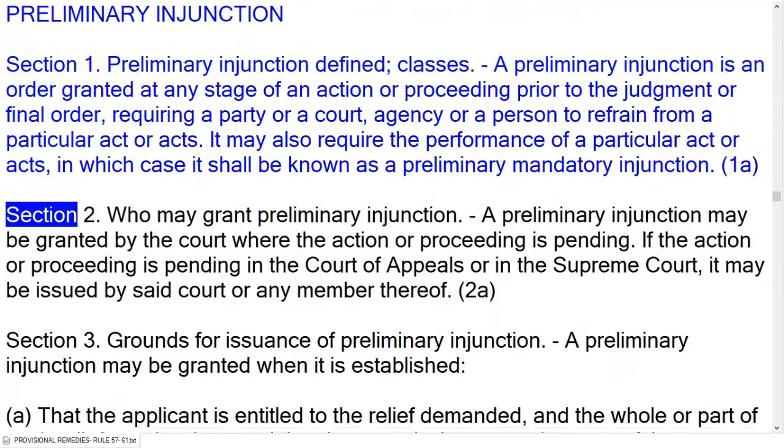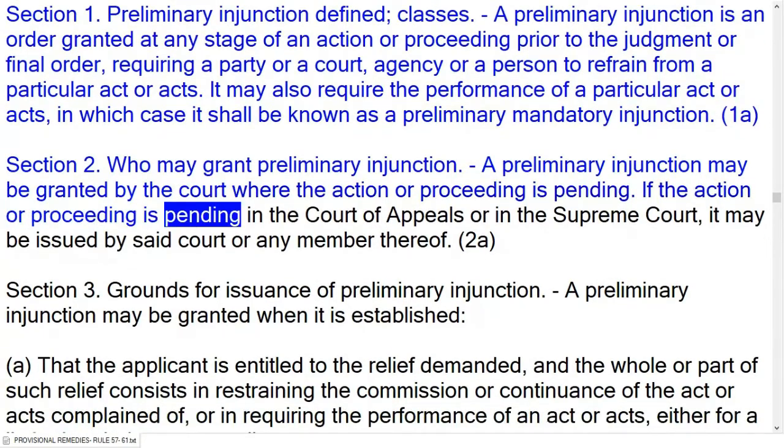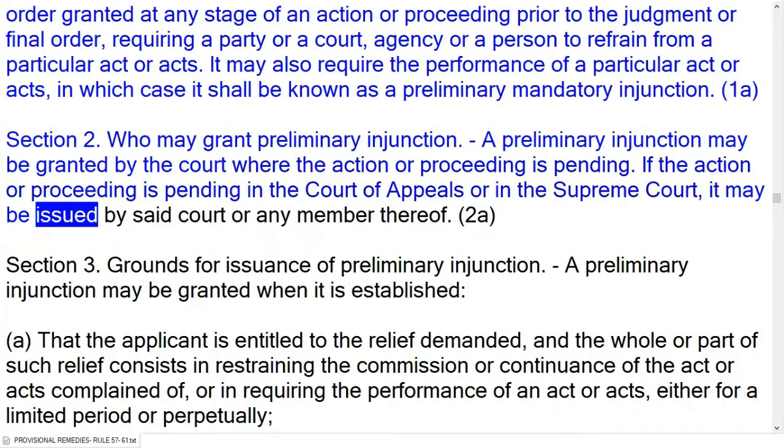Section 2. Who may grant preliminary injunction? A preliminary injunction may be granted by the court where the action or proceeding is pending. If the action or proceeding is pending in the Court of Appeals or in the Supreme Court, it may be issued by said court or any member thereof.